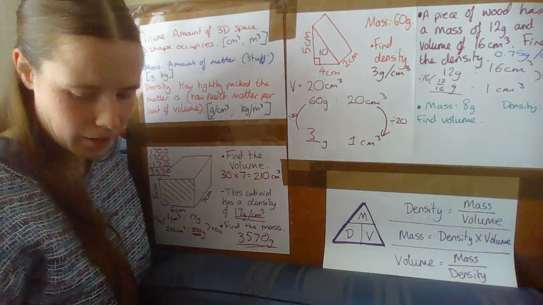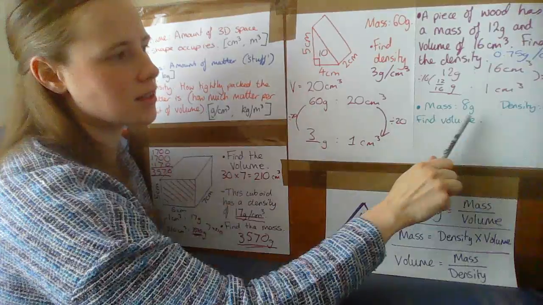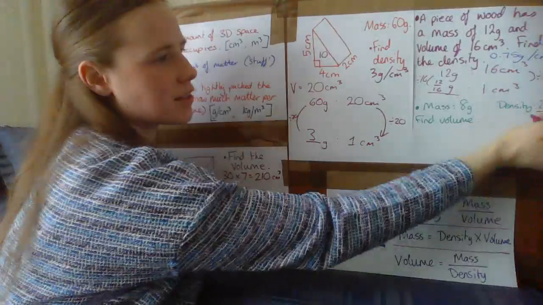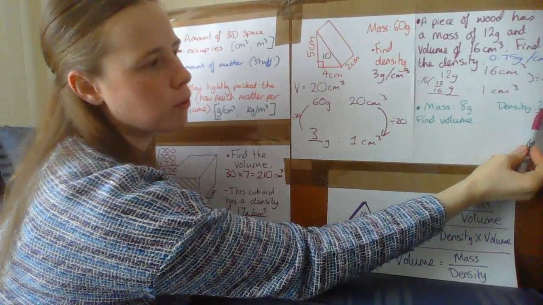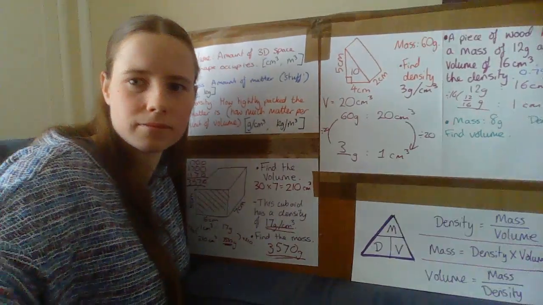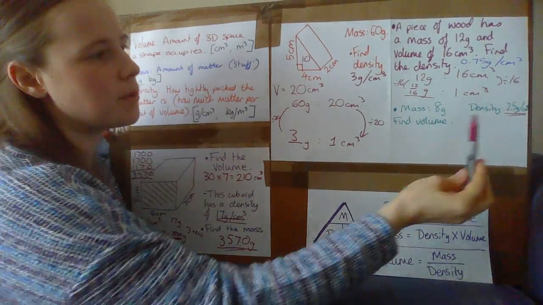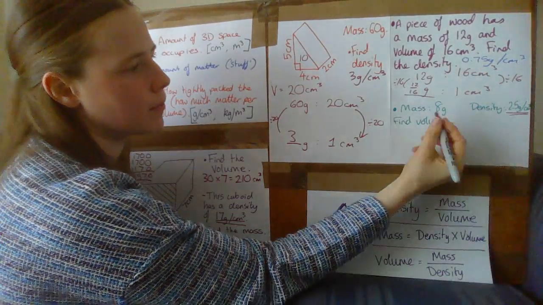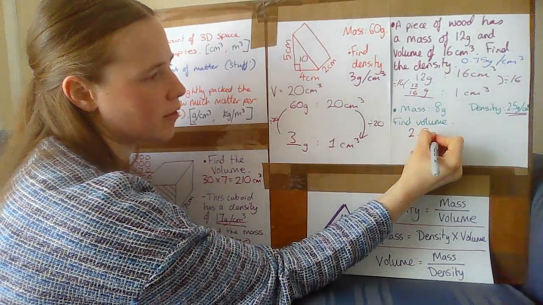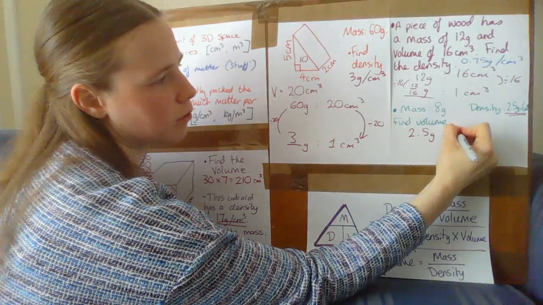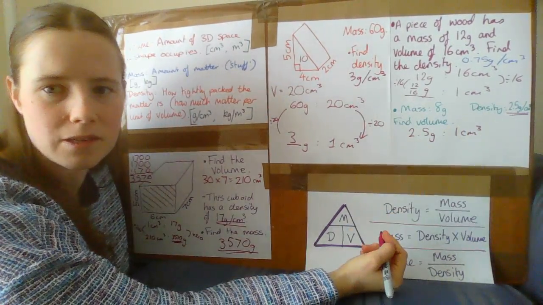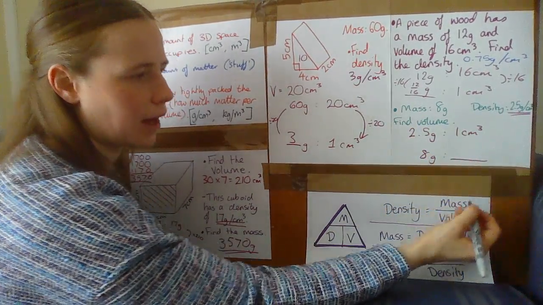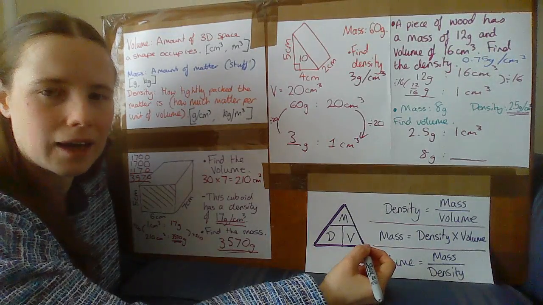Okay, next one. We've been given a mass and we've been given a density, and this time we want the volume. Because I've been given the density, I know that 2.5 grams is 1 centimetre cube. So I'm going to write, if I had 2.5 grams of material, I would have 1 centimetre cubed. That's how much space it would take up. I know that the mass has to be 8 grams, so I need to work out how many centimetre cubes I would need to make that happen.